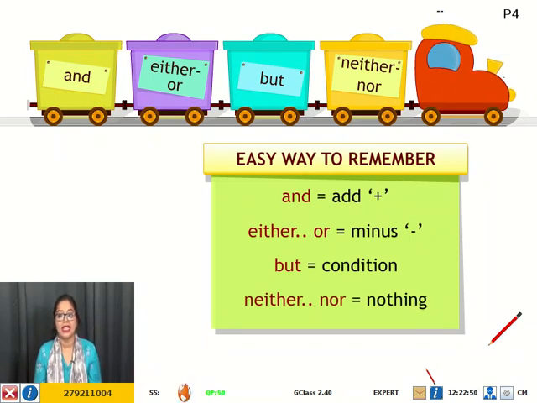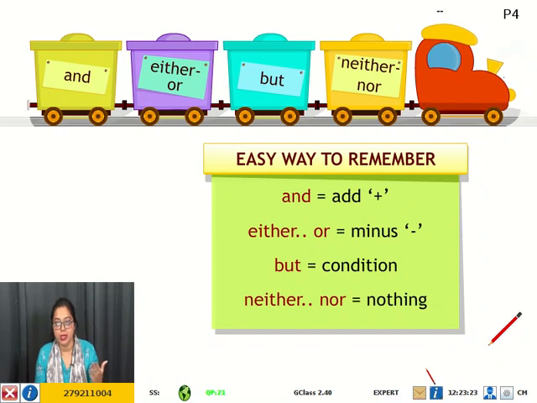That means in most of the negative sentences we use neither or nor, and when it is a choice or when the sentence is negative, what do we use? We use neither or nor. I'm just giving you a review of how to use these conjunctions, where to use these conjunctions, the usage of these four words: and, either or, but, neither nor. So these are the four words which we use as connectors.